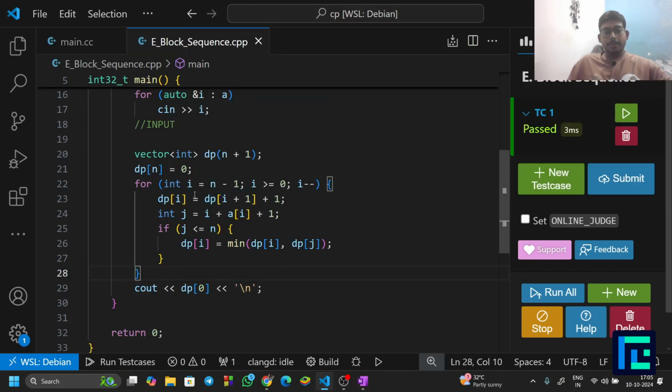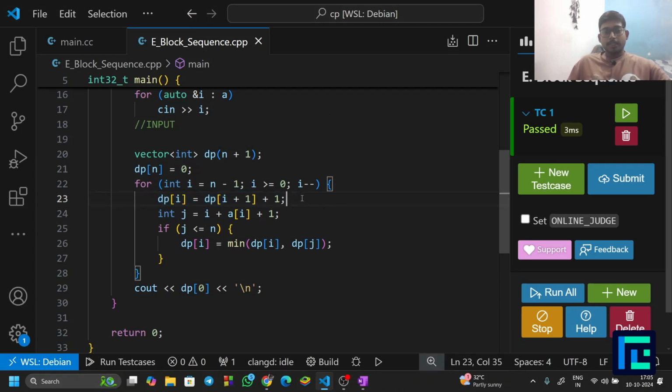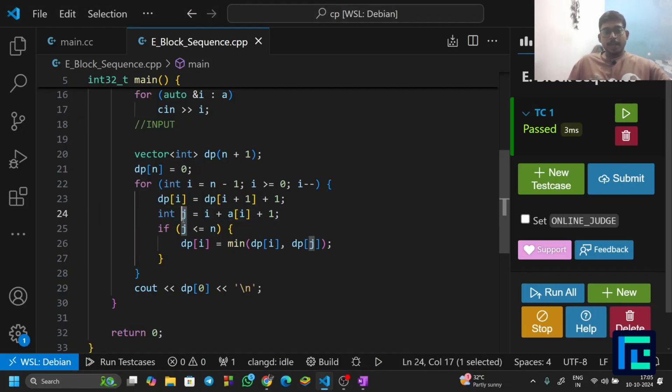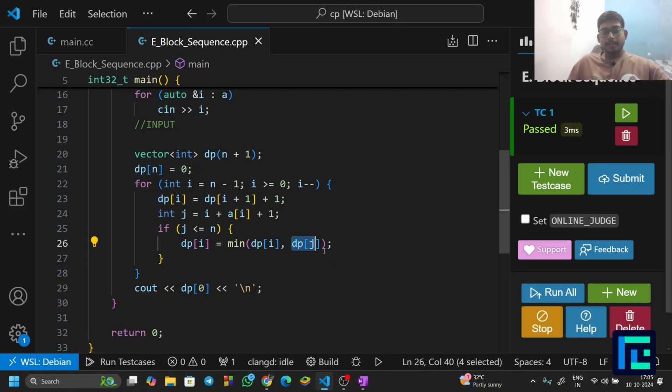So I initialize my dp[i] with dp[i+1] + 1. This is the case where we are removing the ith index, and that is what we are initializing dp with. Then in j I take i + a[i] + 1, and we check whether that is less than or equal to n. If it is, I take the minimum of dp[i] and dp[j]. In dp[i] I already have dp[i+1] + 1, and dp[j] is the dp of this thing. So this min is taken here. I hope you understood how we wrote the transition. This was the base case.